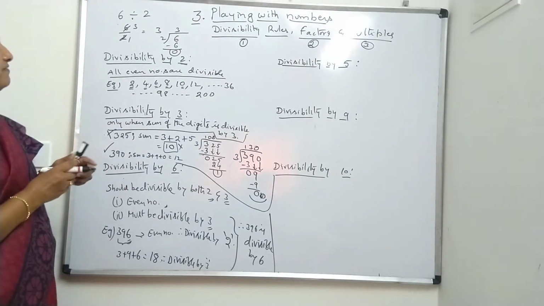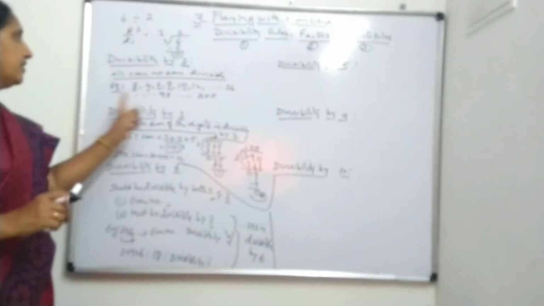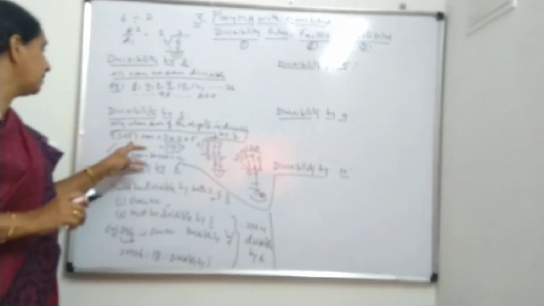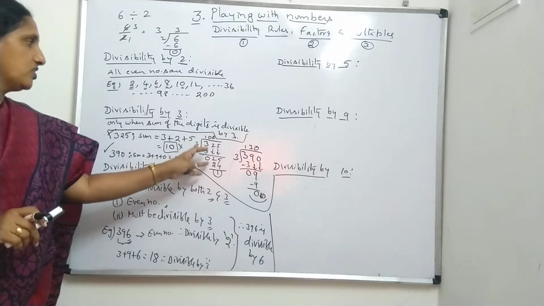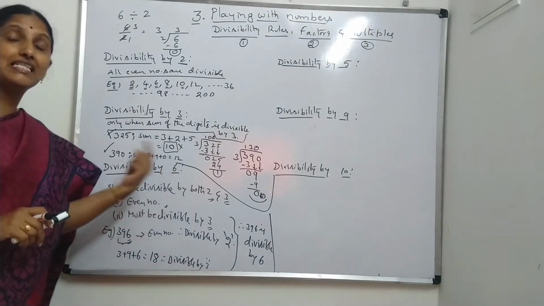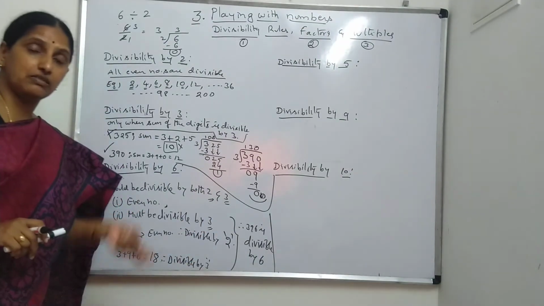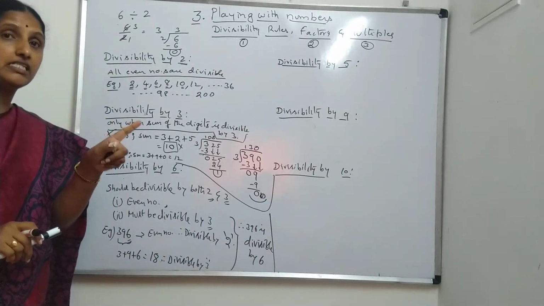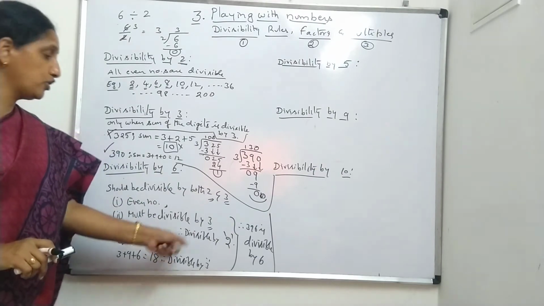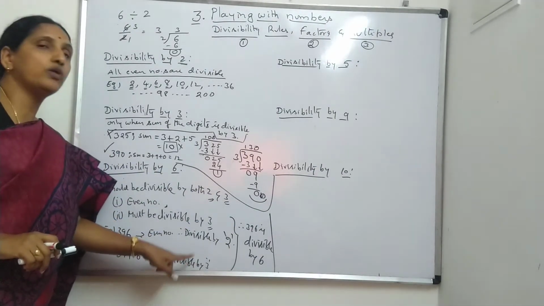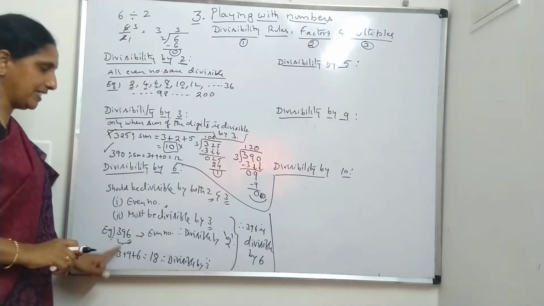Okay. So, this is about the divisibility rules. By 2 means all the even numbers are divisible by 2. Divisibility rule by 3 means the sum of the digits of the number should be divisible by 3. If it is not divisible by 3, you should write that it is not divisible by 3. And the divisibility rule by 6 means the given number should be divisible by both 2 as well as 3. Both conditions should be satisfied. If only one condition is satisfied, it is not divisible by 6. When these two conditions are satisfied, then only we say that it is divisible by 6. Clear? We also took an example here.